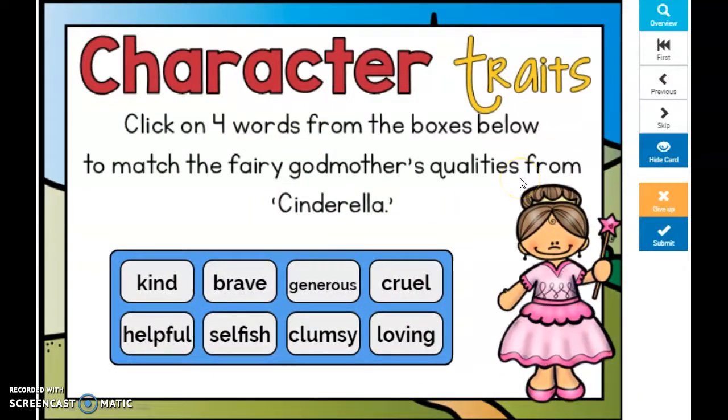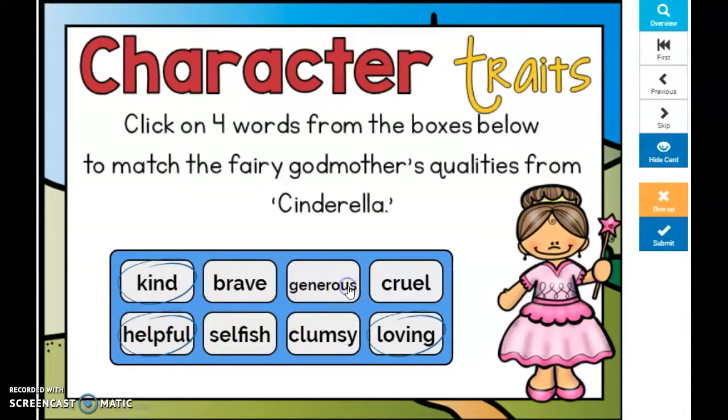Now click on 4 words from the box below to match the fairy godmother's qualities. Is she kind? Yes. Is she brave? Yes. Is she generous? Yes, she gives Cinderella wishes. Is she cruel? No, she's not cruel. She's not mean. Is she loving? Is she clumsy? Does she fall and trip a lot? Is she selfish? Is she only worried about herself? And is she helpful? Does she help Cinderella?